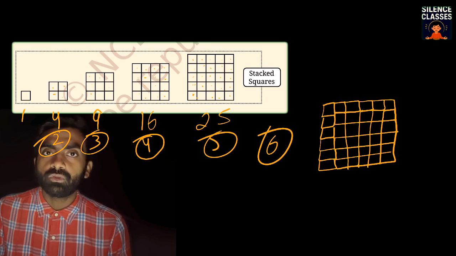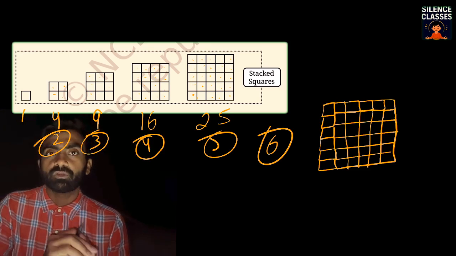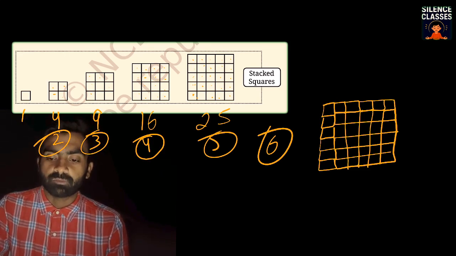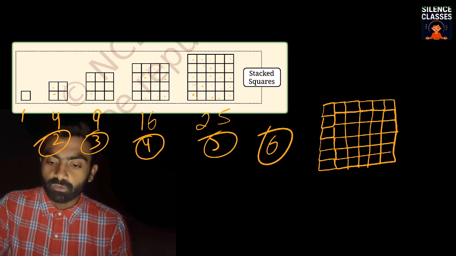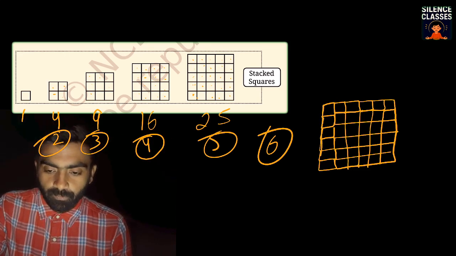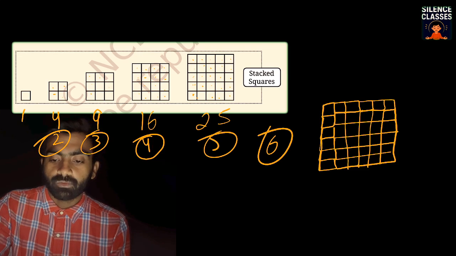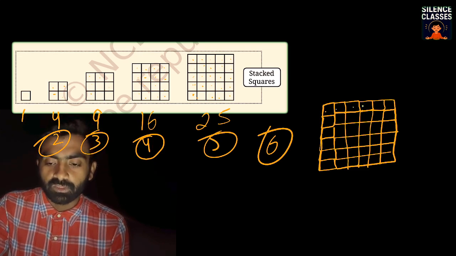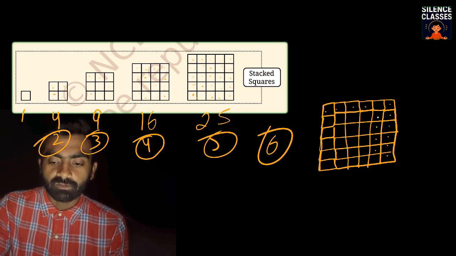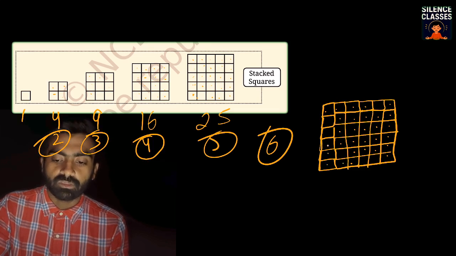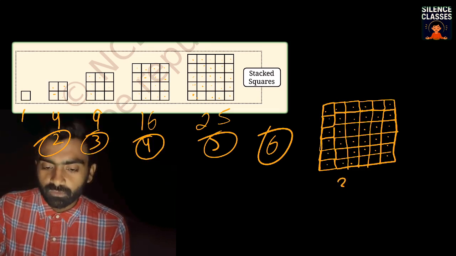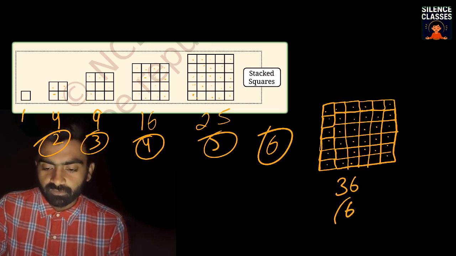In the first part of this particular chapter, I have already explained how you have to make these squares. So now you can count all the squares which I have made, that is 36. 1 2 3 4 5 6 7 8 9 10 11 12 13 14 15 16 17 18 19 20 21 22 23 24 25 26 27 28 29 30 31 32 33 34 35 36. So 36, it is a square of 6.